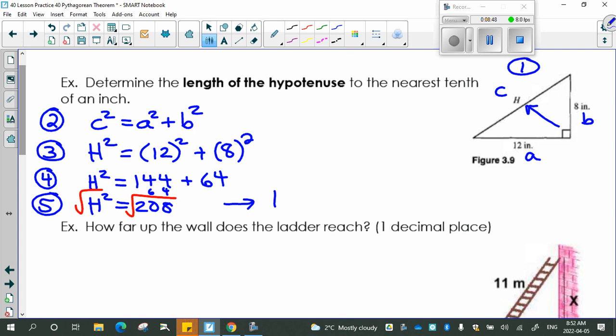So then finally we get h. And then usually we use a dot above the equal sign because usually it's not a perfect square. Approximately 14.4. And then look for the units in the question, inches. So that means this side is 14.4 inches.